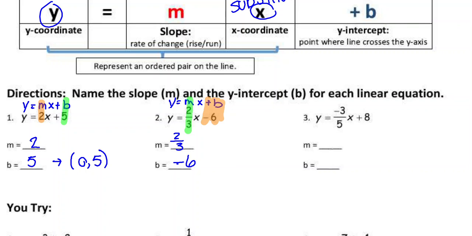And then if I look at the last one, y equals mx plus b. M is my slope, so this is my slope here. So it's negative 3/5. And my b, which is my y-intercept, is positive 8.